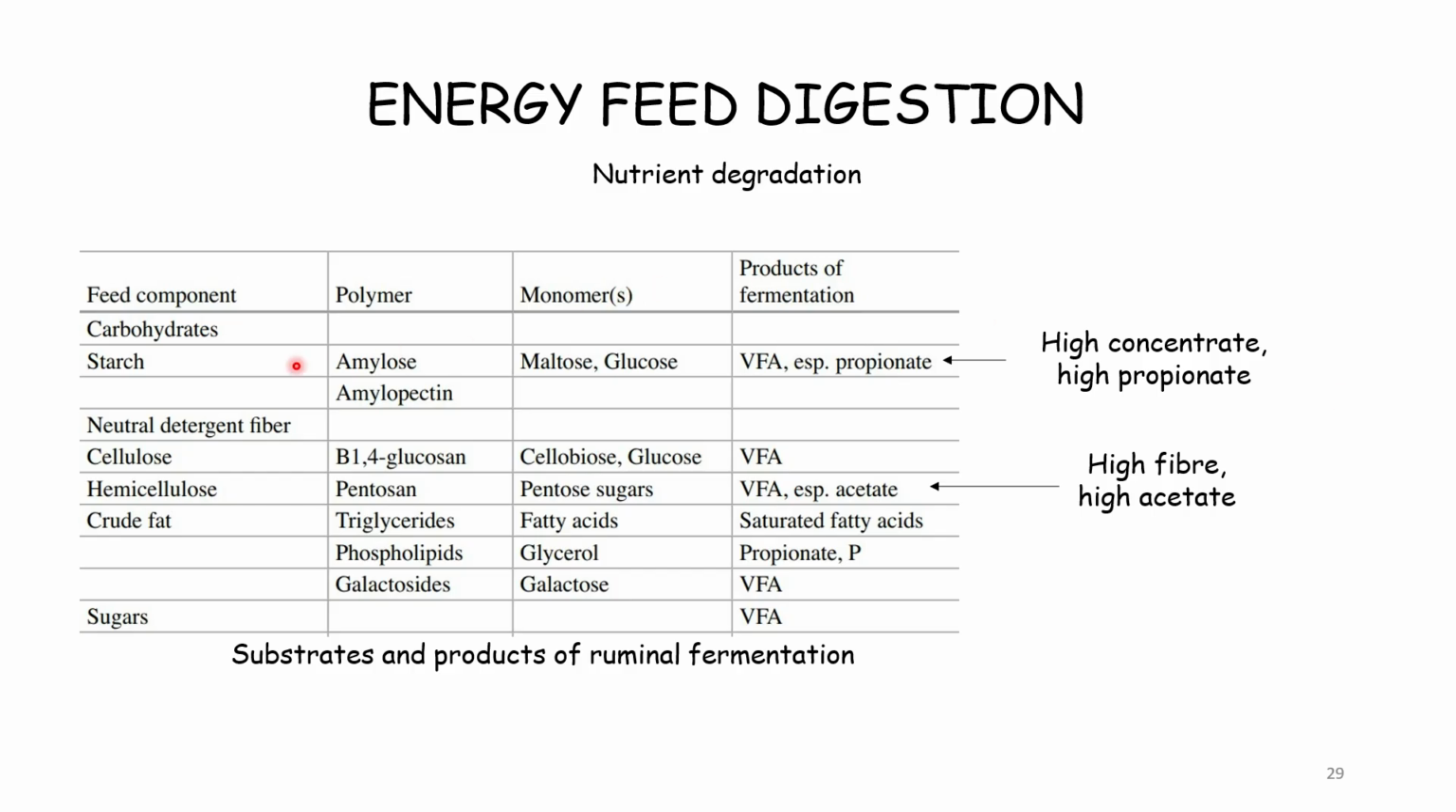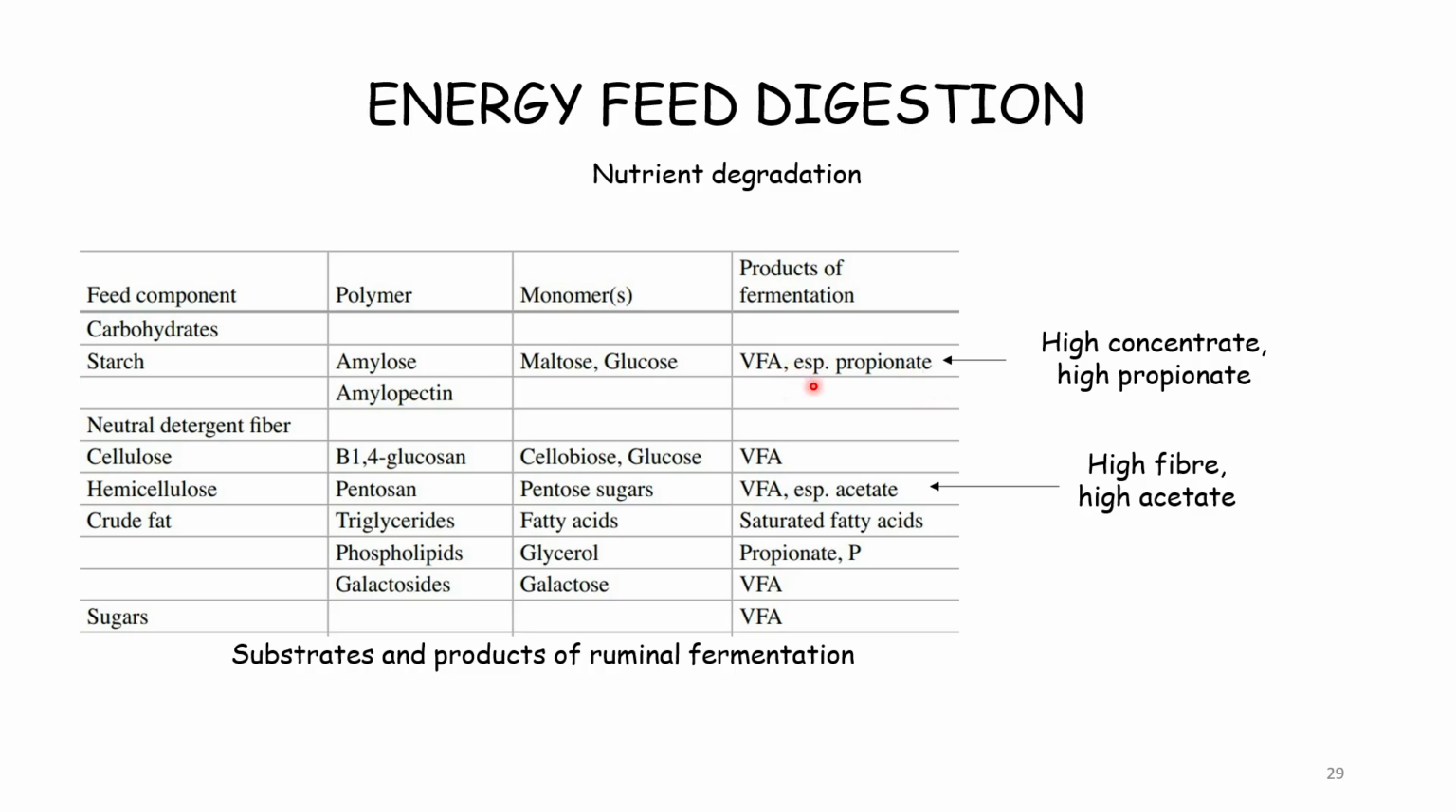As you can see, the feed components are carbohydrate, starch, neutral detergent fiber, cellulose, hemicellulose, crude fat, and sugar. These are the substrates and products of ruminal fermentation. This one is the large particle size, this one is the small particle size, and this one is the end product of fermentation. As you can see, the end product is mostly volatile fatty acid. So what is volatile fatty acid? As I said before, propionic acid, butyric acid, and acetic acid. These three we call volatile fatty acid.